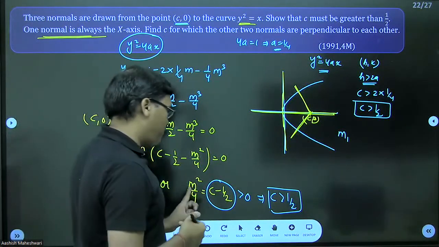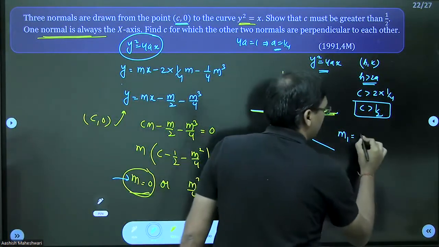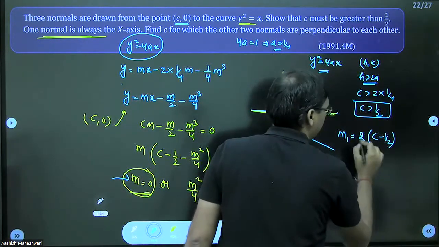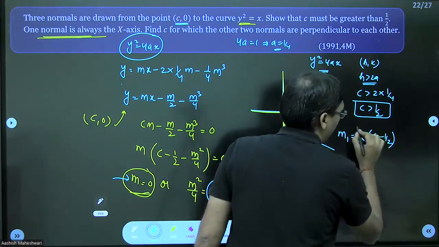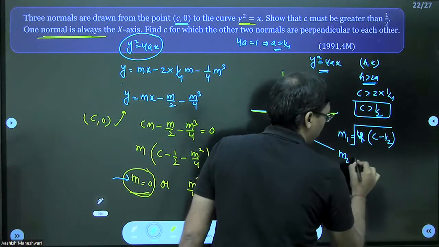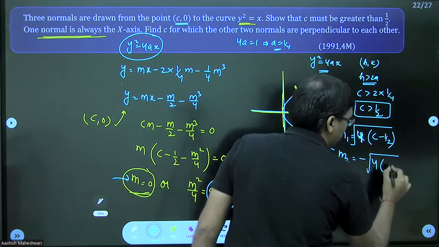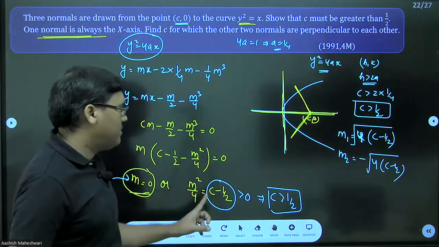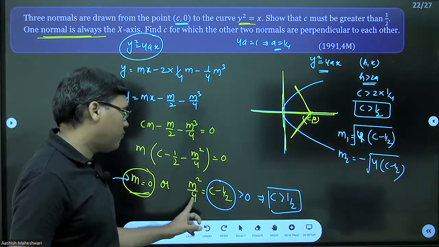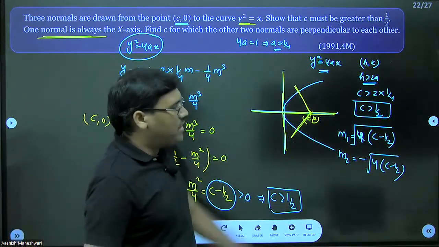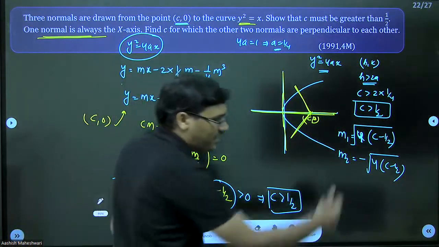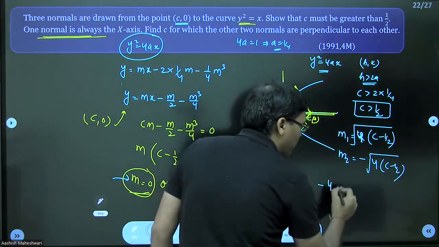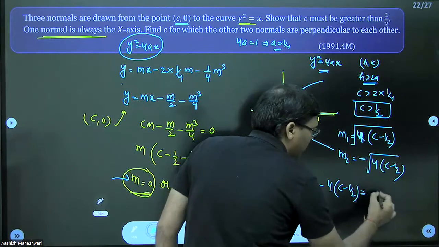You can see if I find m1, this is equal to 2c minus 1 by 4, so this is 4 under root of this, and the other root will be minus under root of 4c minus 1 by 2. I hope this is clear. m1, m2 is equal to plus minus root of 4c minus 1 by 2. Now these should be perpendicular to each other. That means the product should be equal to minus 1. So if I take the product of these two, m1 m2 equal to minus 1, this will become minus (4c minus 1) by 2 should be equal to minus 1.